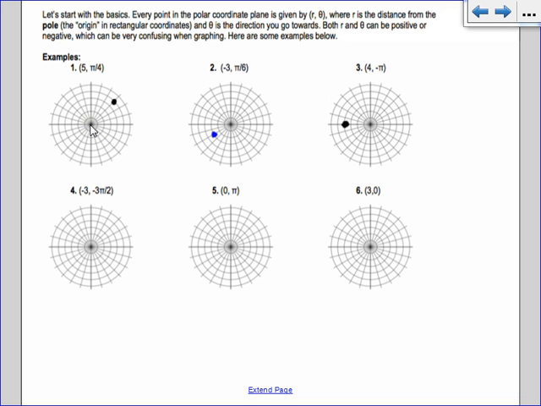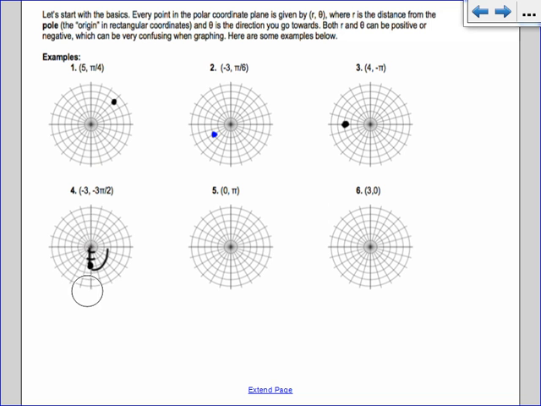All right, then if I have (negative 3, negative 3 pi over 2), oh man, this is really getting tricky. Now we need to go around here to the negative 3 pi over 2 line. And we're going to go negative 3. So we actually go away from the line in the opposite direction. So 1, 2, 3, it's right there. Okay? So it's a little bit tricky when you're first learning these.